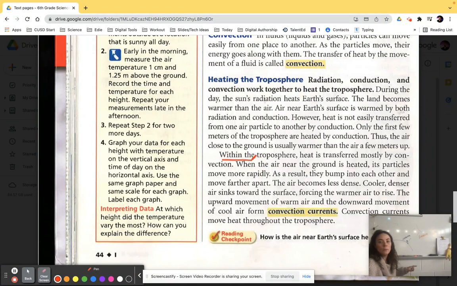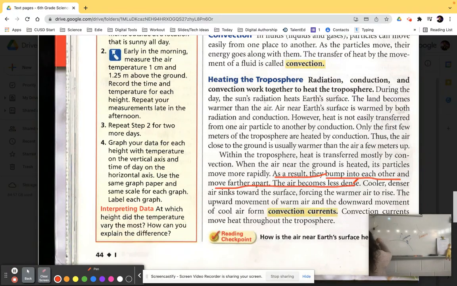However, within the troposphere, heat is transferred mostly by convection. And this is what happens. When the air near the ground is heated, its particles move more rapidly. As a result, they bump into each other and move farther apart. They expand and become less dense, and that air, as it heats up, will rise.